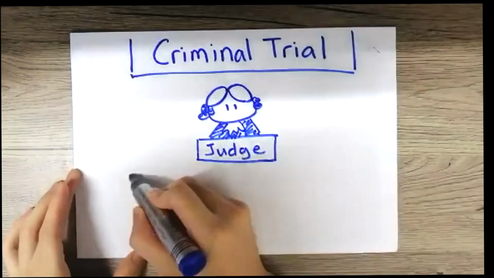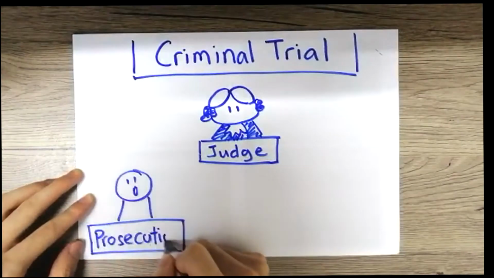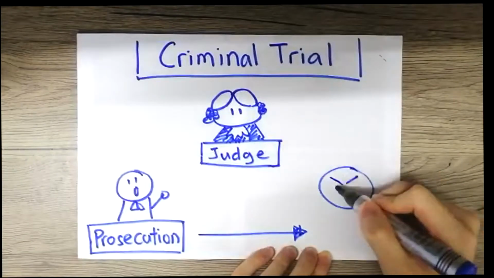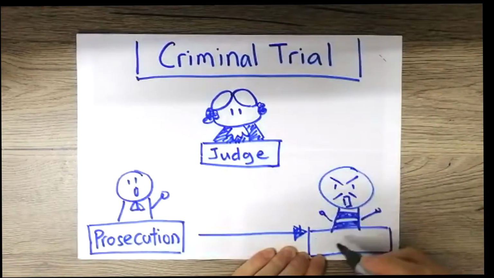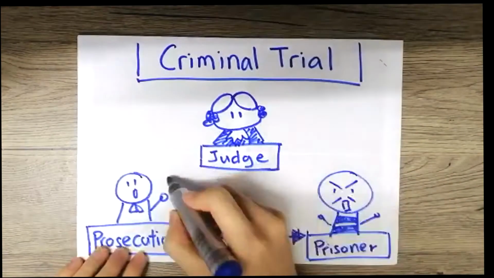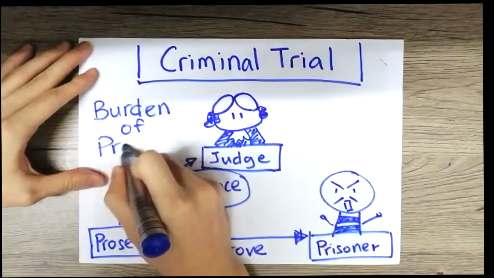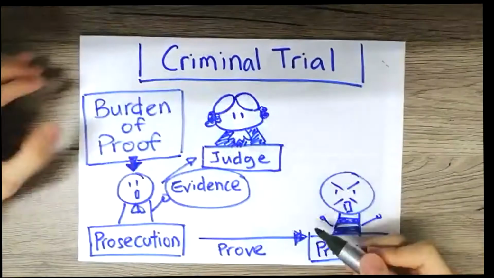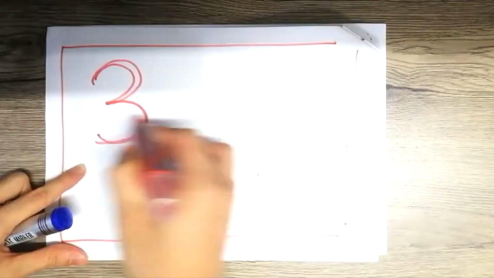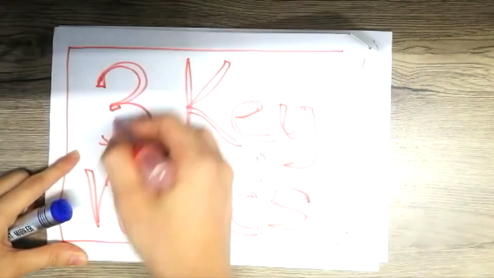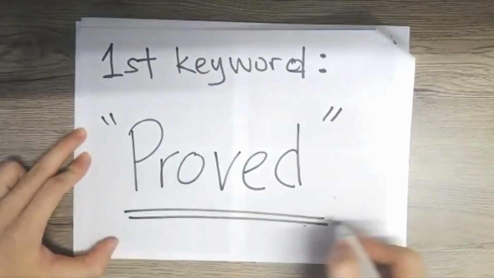The prosecution has the obligation to adduce sufficient evidence in support of his vital contention to prove the case before the court. When a party is bound to prove the existence of any fact, then it is said that he has the burden of proof. Next, there are three keywords that we need to understand. The first keyword is proved.